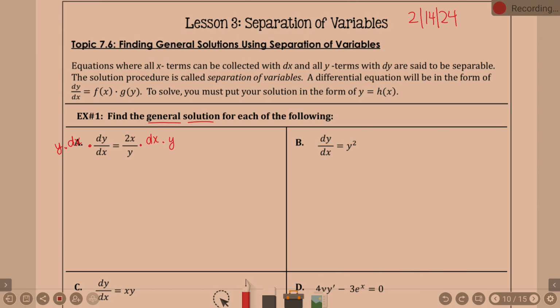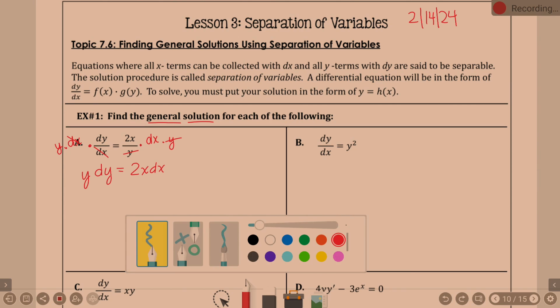Now, with that in mind, on the left, dx's cancel. I'll have y dy. On the right, the y's cancel. I have 2x dx. That is cross multiplying, isn't it? Cross multiplying is a shortcut for what we just did. And remember, you can use cross multiplying when it's a fraction equal to a fraction. Don't be afraid to. Variables are separated, so now I'm ready to integrate.